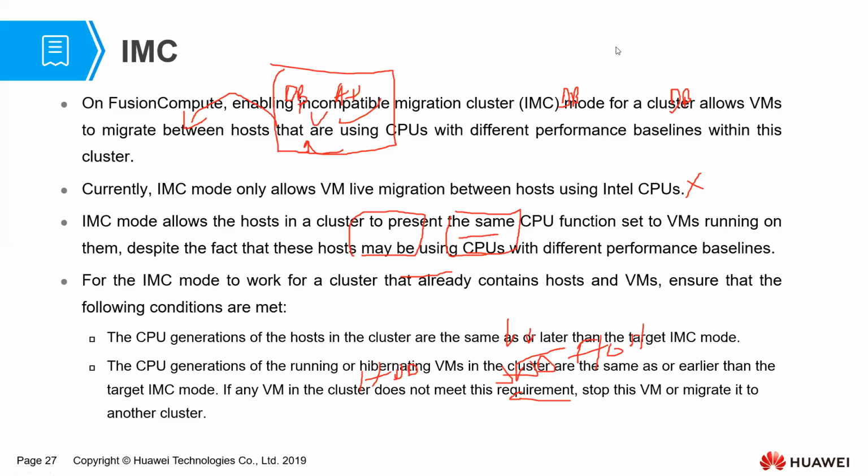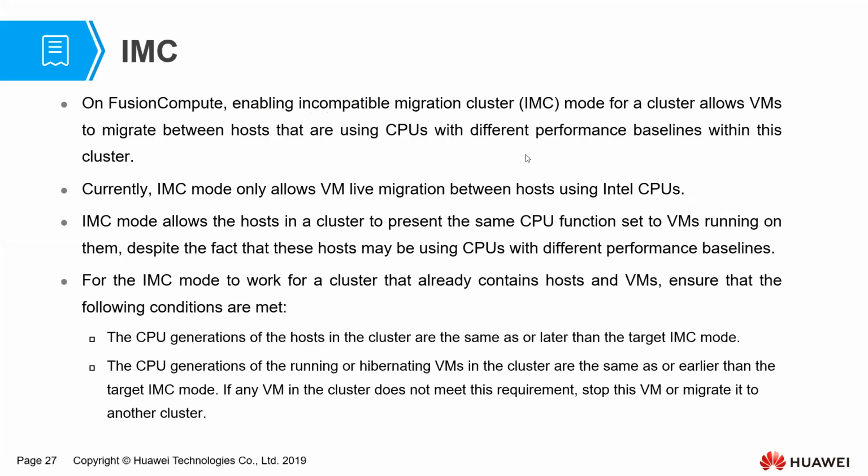Okay, so that is our distributed resource scheduling. Now let's also look at an important feature in our FusionCompute. And we are saying on FusionCompute, enabling the incompatible migration cluster, the IMC mode, for the cluster allows virtual machine hosts that are using CPUs with different performance baselines within the cluster.